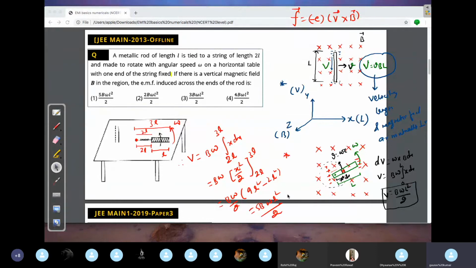Everything is the same. They have not asked the polarity, right? They can always ask the polarity also, but they have not asked it in this question. They can write A and B and ask which end is at high potential and which at lower potential. So you can just remember that this end will be negative, lower potential, and this end will be higher potential. This is not asked here, but in some question they can definitely ask it.